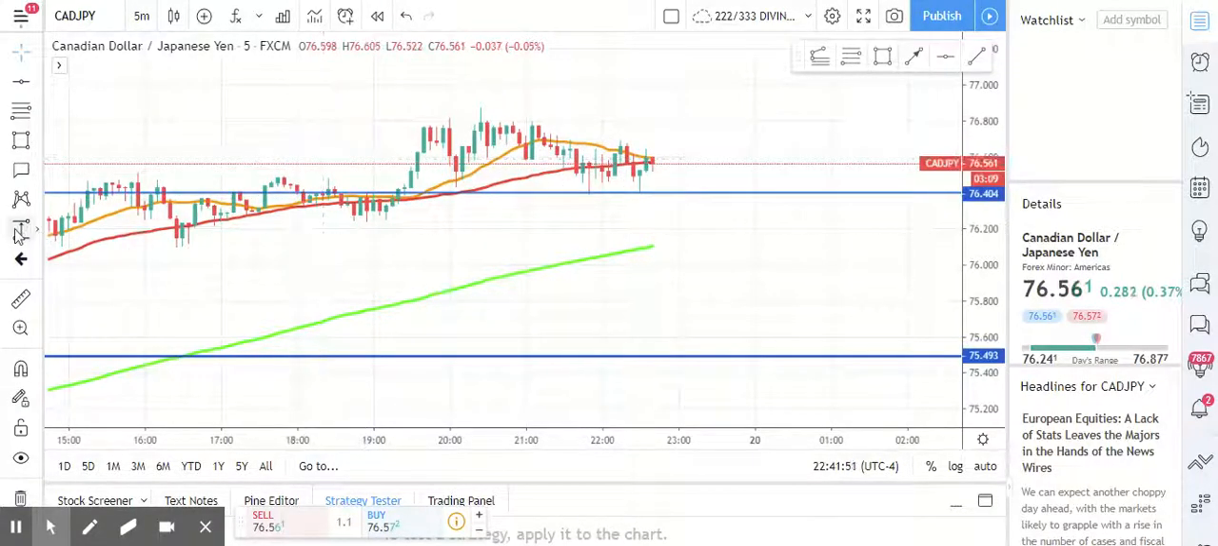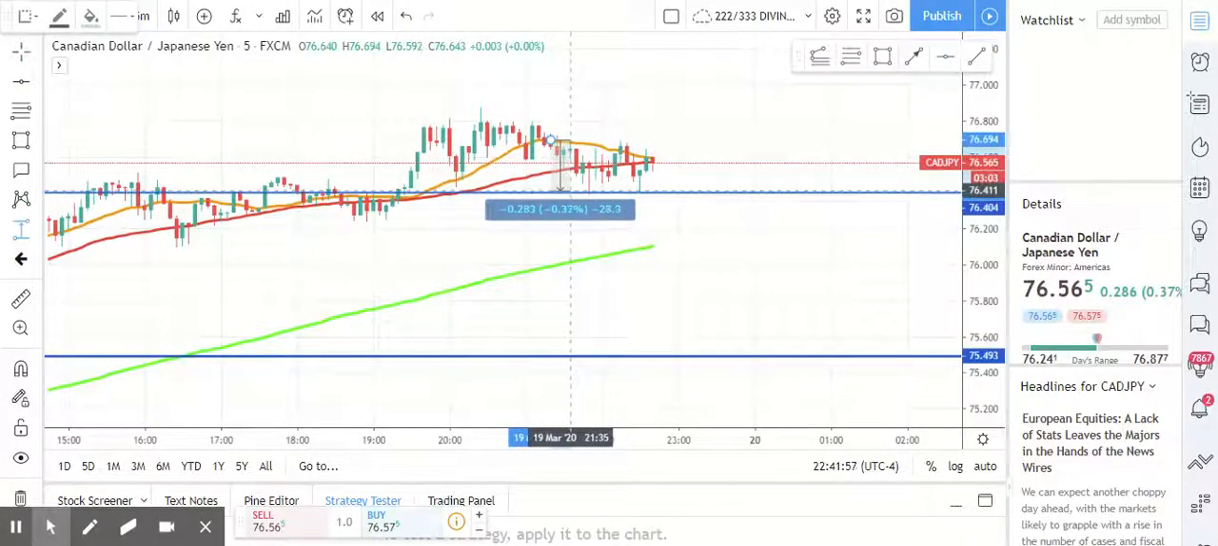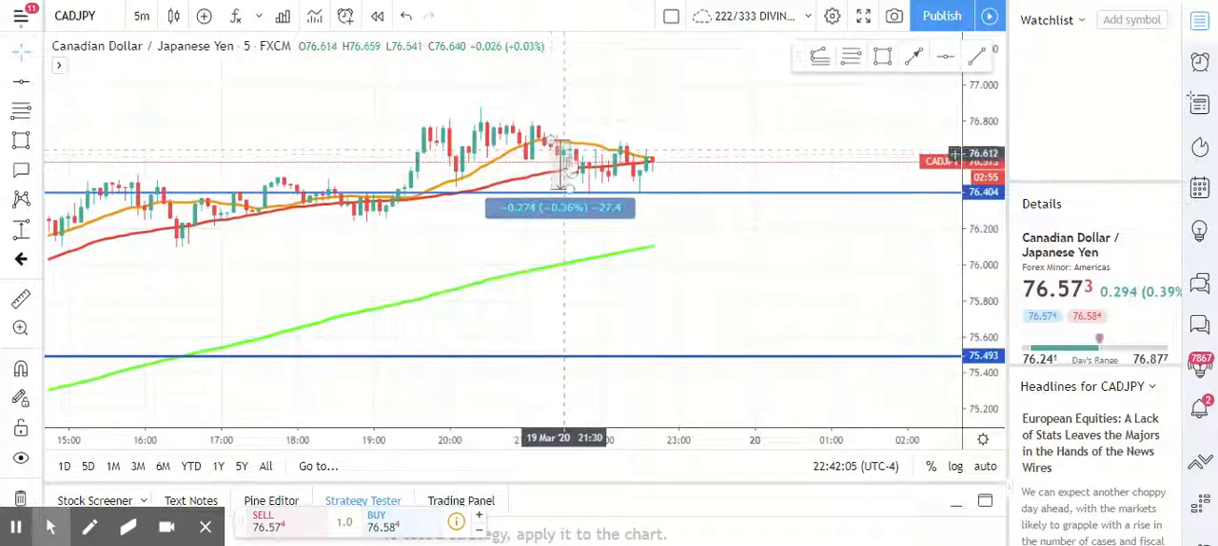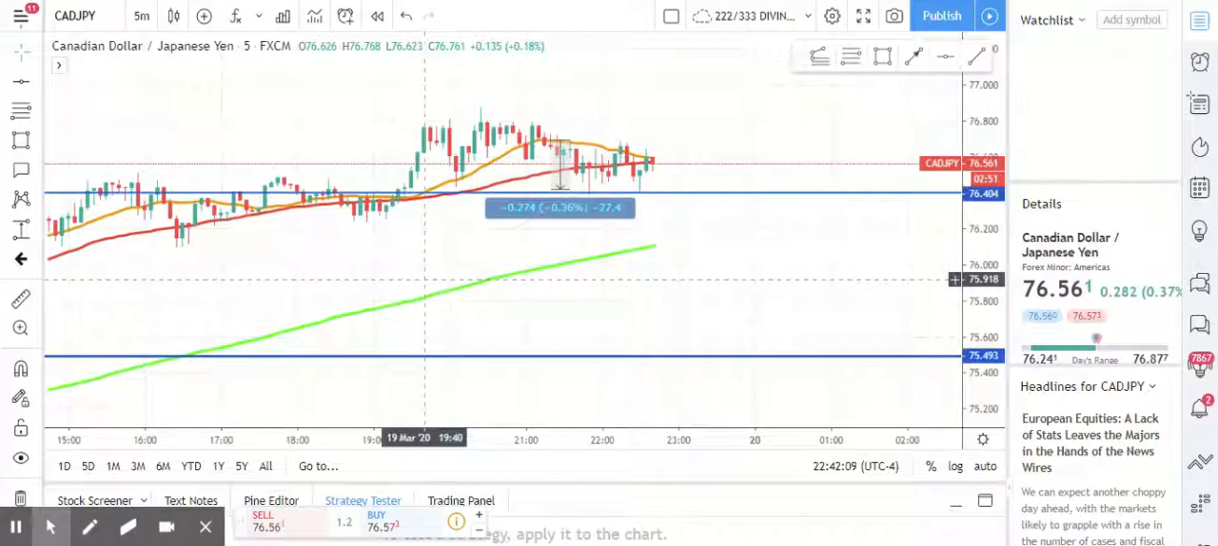Let's do some measurements again. You bought and you sold right here. Price came all the way down right here. It's 27 pips. $10 lot size. You just made $270 in what? 1, 2, 3, 4, 5, 6 times 5, 30 minutes. You just made $270.